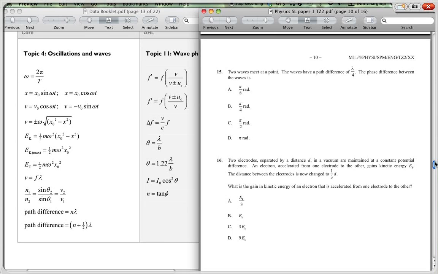Two waves meet at a point. The waves have a path difference of lambda over 4. The phase difference between the waves is?